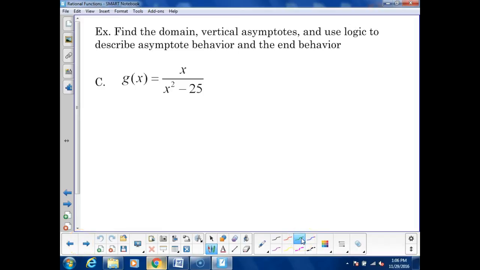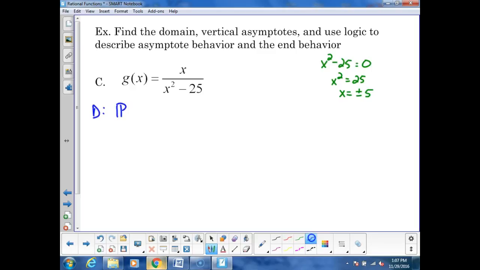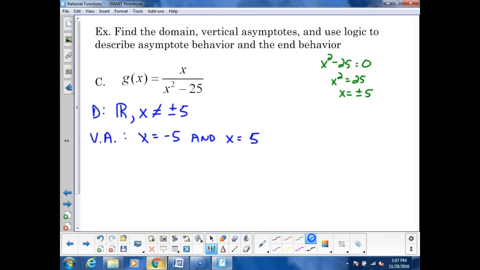So first off, I'm looking at x squared minus 25 equaling 0. So x squared equals 25, so x equals plus or minus 5, and my denominator is 0. So that tells me then that the domain of this function is all real numbers, but x cannot equal plus or minus 5. And I can write it like that just fine. My vertical asymptotes then are x equals negative 5 and x equals positive 5. I have to write those separately.